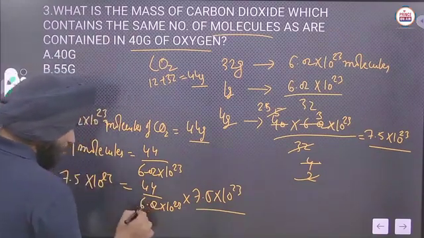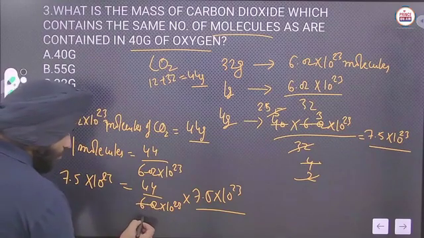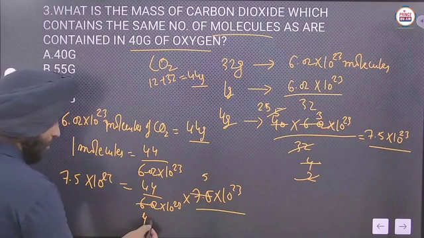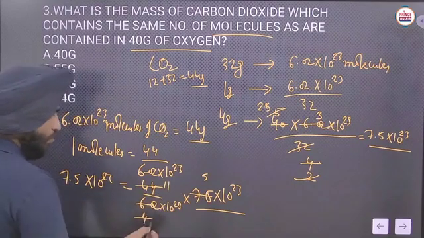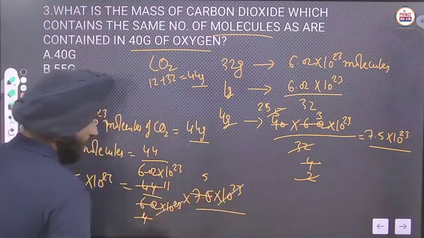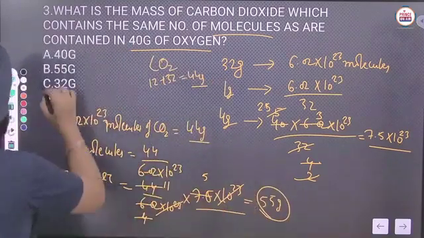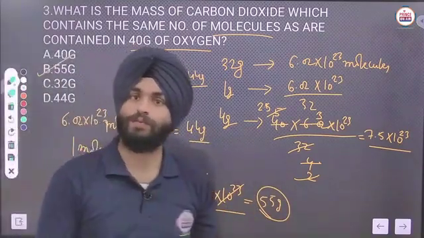How can we solve? On the table of 1.5, it comes out to be 4 and 5, and 11. This one also will cut. So 55 gram will be the answer. Option B is the right one. Clear?